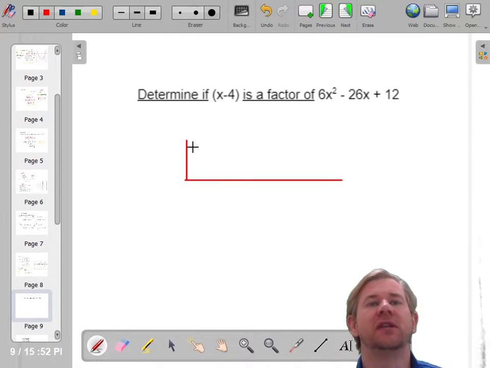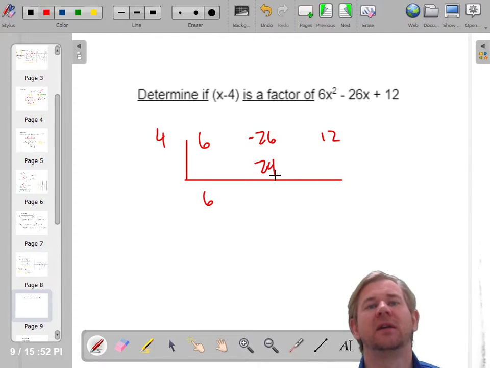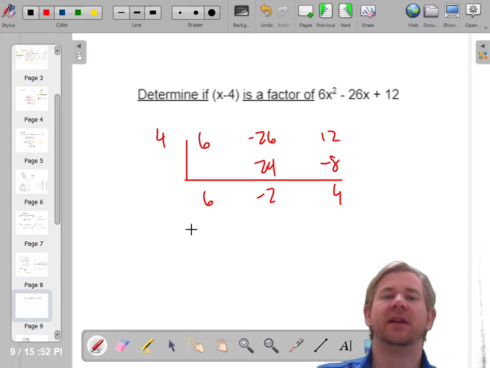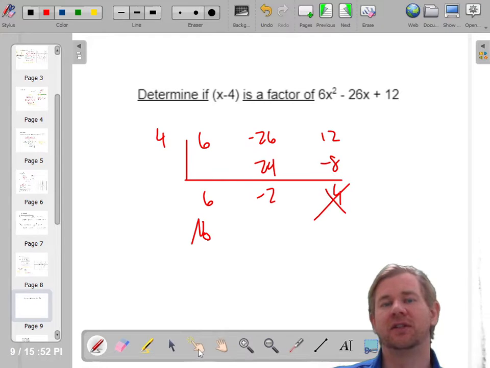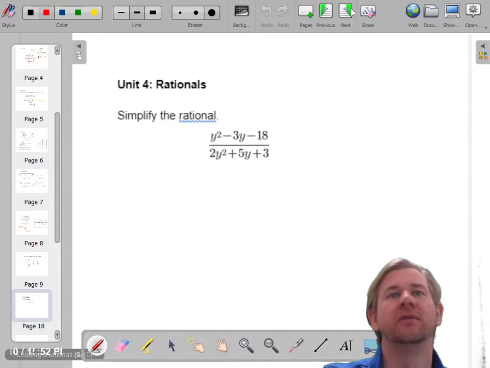So I'm going to just do 6, -26, and 12, and I'll plug in 4, multiply, add, multiply, I got a remainder. Okay, so if you get a remainder, that means it doesn't divide evenly, so we'll say no, 4 is not a factor, or x minus 4 is not a factor because there's a remainder. It should be remainder 0. So, okay, that's really all you can do.